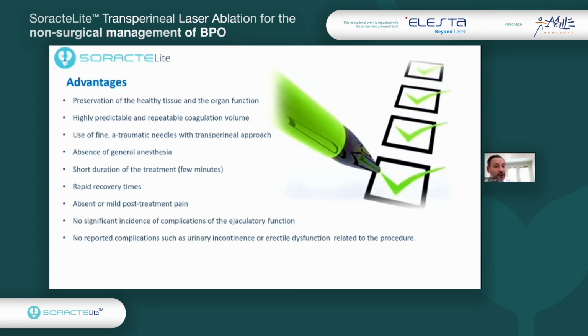And it's a very short procedure. It takes just a few minutes. Normally, once we have performed the anesthesia, it's going to take about 10 to 15 minutes. It depends on the expertise and the experience that the operator has in placing needles in the prostate. So if you have a very good experience with transperineal prostatic biopsies, this procedure is going to be very easy.